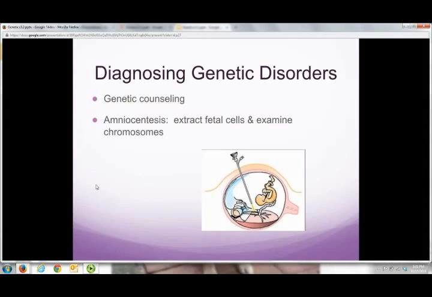Amniocentesis is a way to extract some of the fetal cells and be able to test them. The disadvantage to amniocentesis is the fetus is already formed at that point. This will allow examination of chromosomes.